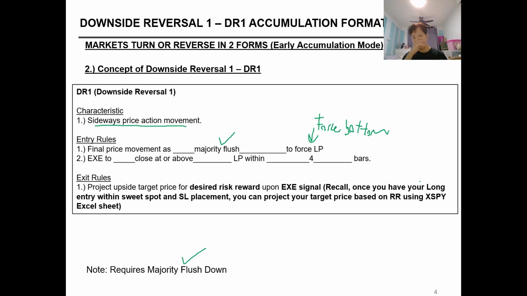To force the LP. The EXE, which is a bullish EXE because it's a false bottom scenario, you're going long, right? So it's going to be a bullish EXE to close at or above the LP within 4 bars. So our methodology guideline is up to 4 bars. Why not 5 bars, 6 bars, 7 bars, or 10 bars? Because if we have unlimited guidelines, right, traders may go beyond a certain number, which is not healthy, right?